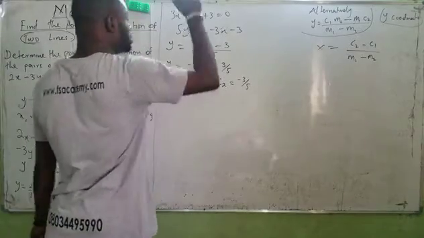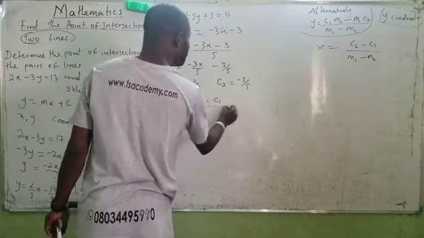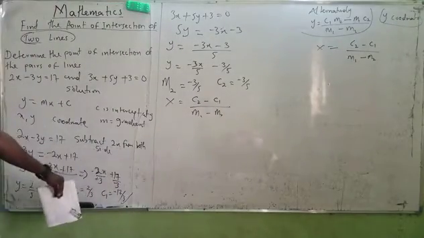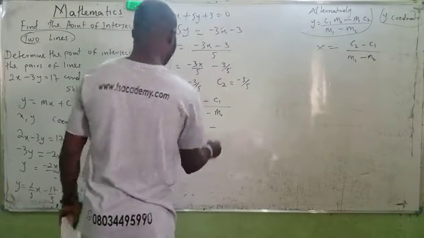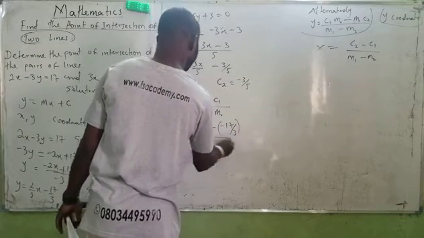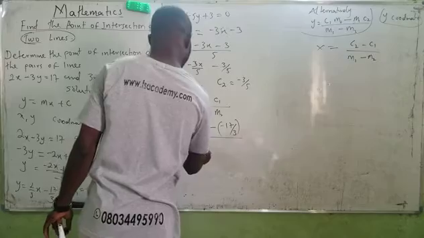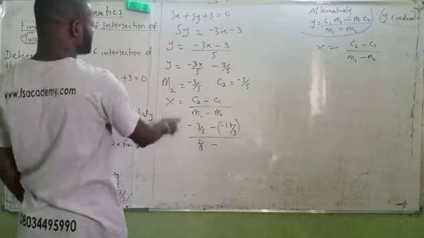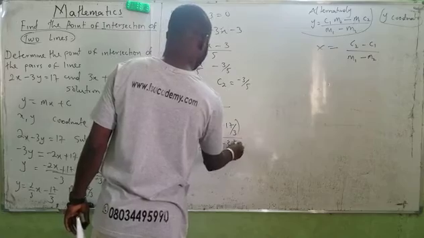I will now come to the condition. My x coordinate is c2 minus c1 divided by m1 minus m2. Now, what is my c2? My c2 is given as minus 3 all over 5 minus, what is my c1? Minus 17 all over 3, divided by m1 minus m2. My m1 is given as 2 all over 3 minus m2. My m2 is given as minus 3 all over 5.